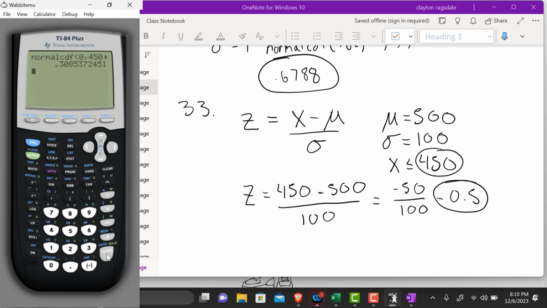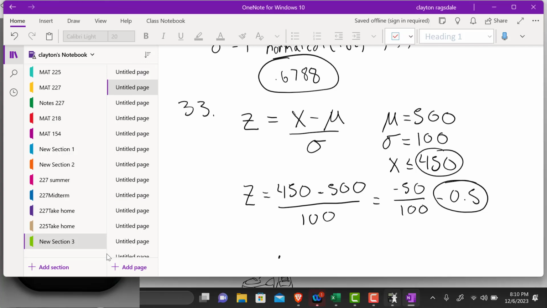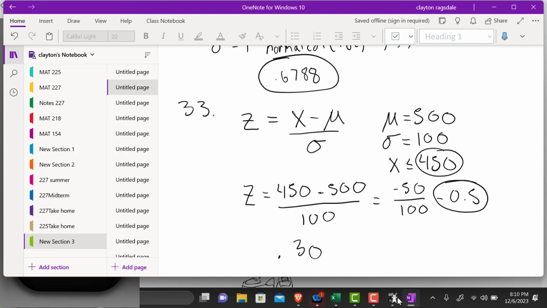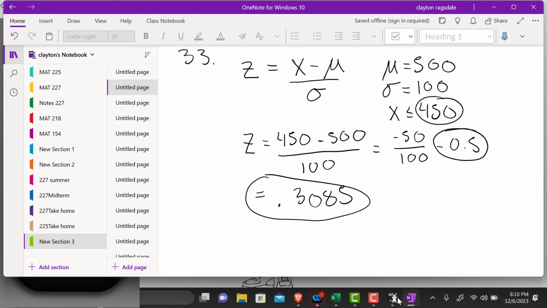And so in our case, right, we have 0.3085 is our probability here. And again, I typed in normal CDF, lower bound, upper bound, mean, and standard deviation.